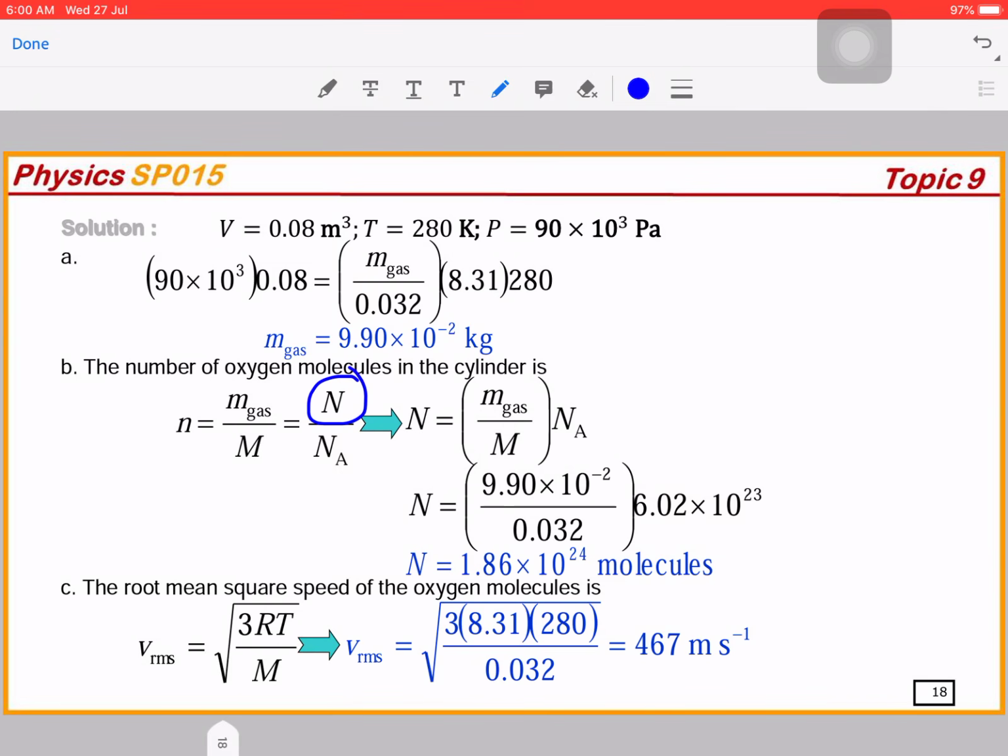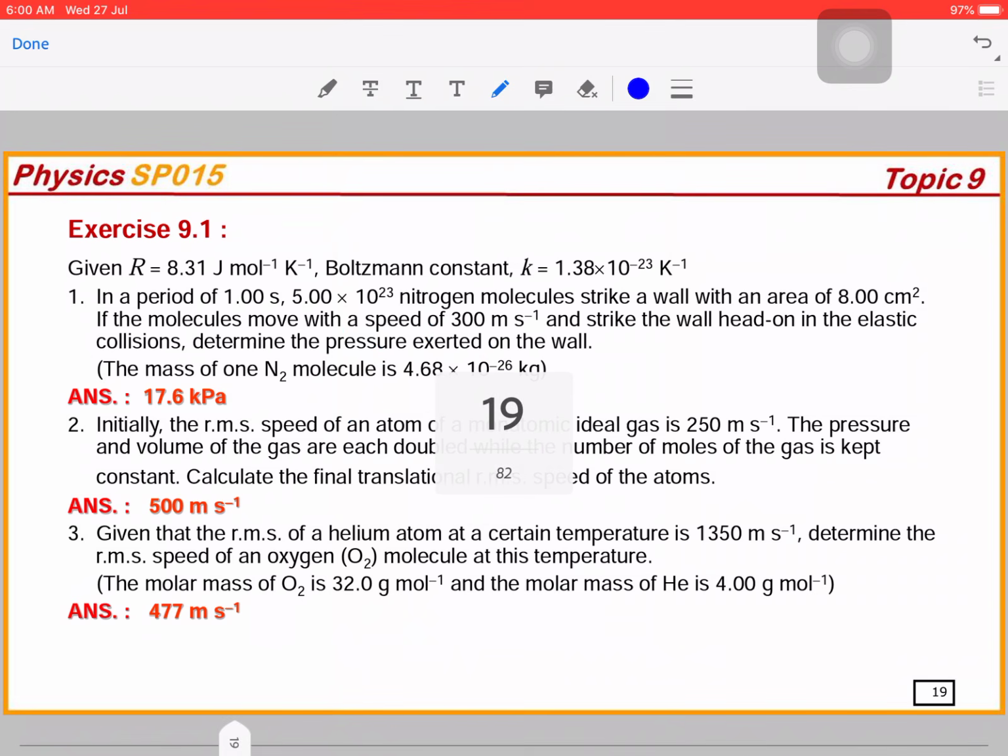Last, they want you to find the root mean square speed. So just use the equation: Vrms equals the square root of 3RT over M. Substitute the values and you will have 467 meters per second. So this is the exercise that you can do to check your understanding of topic 9.1.